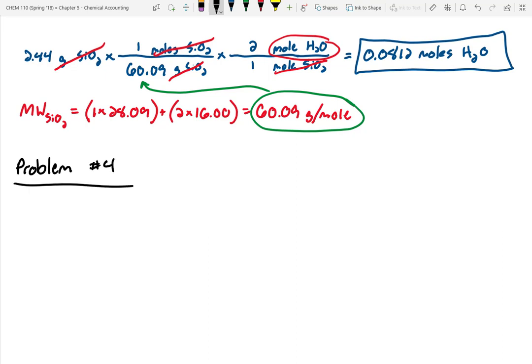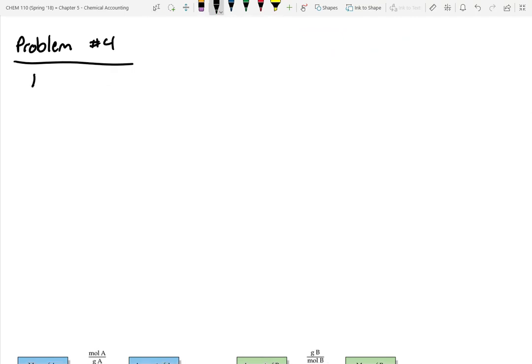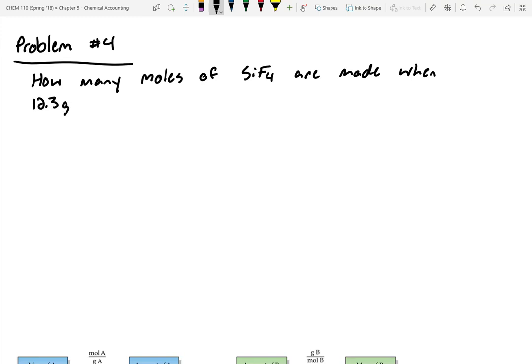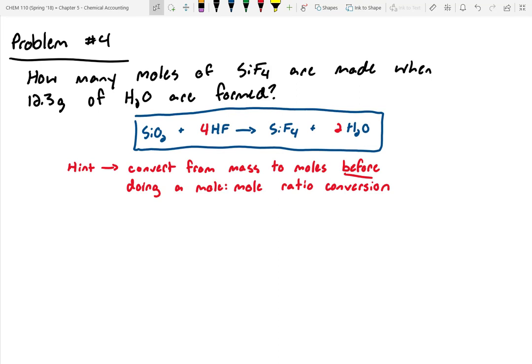Problem number 4 is how many moles of SiF4 are made when 12.3 grams of water are formed. See a show of thumbs too if you think you got it.